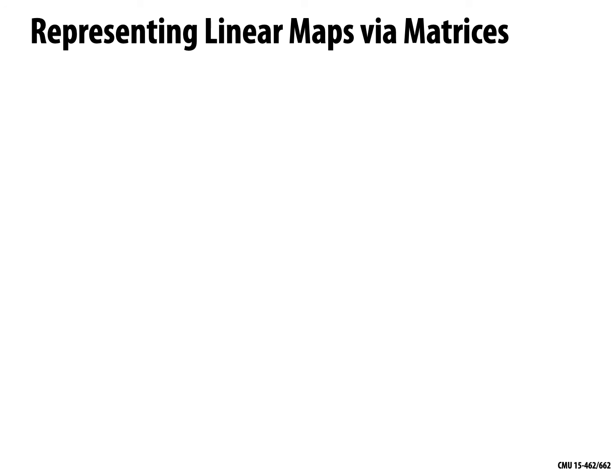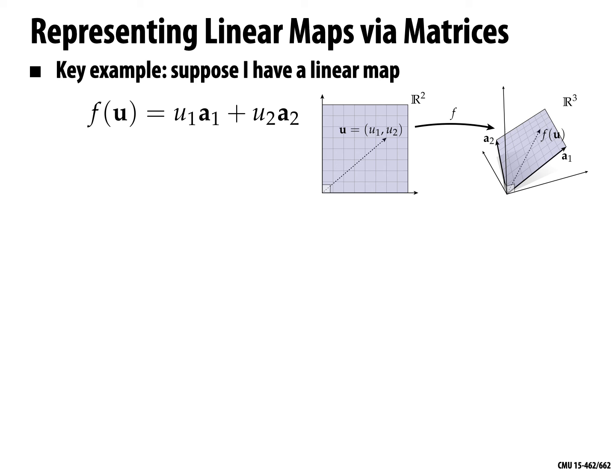So let's think, for instance, about how we encode a linear map as a matrix. What is the relationship between linear algebra and matrices? So for example, let's say I have a map f of u, which takes any point u to the point u1 times a1 plus u2 times a2, where a1 and a2 are some fixed vectors. How do I encode this as a matrix?